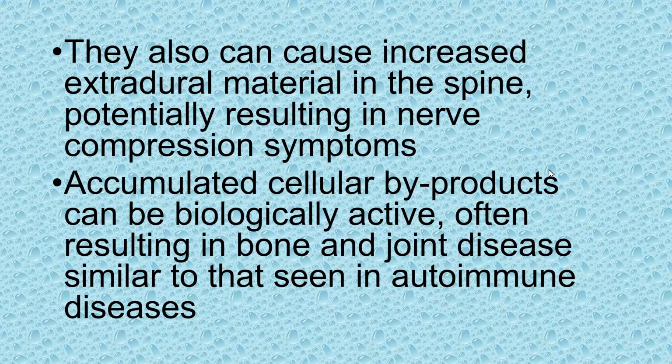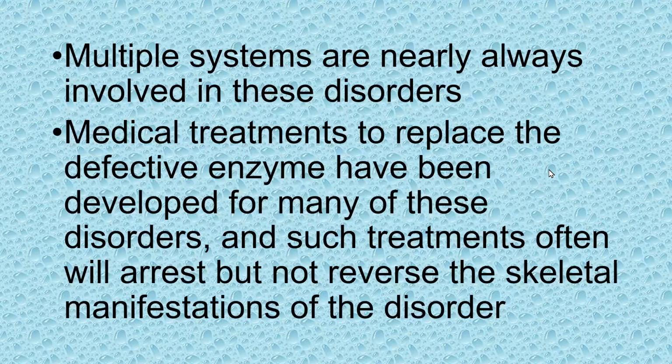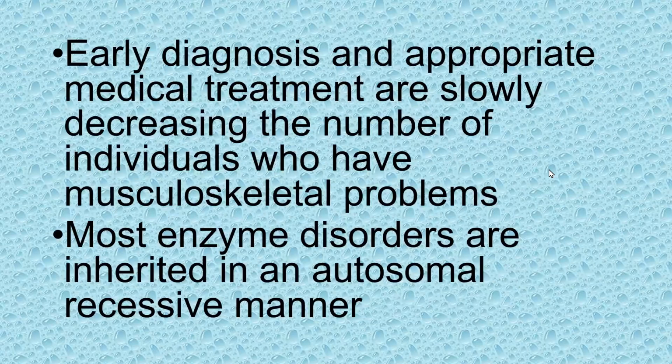Accumulated cellular byproducts can be biologically active, often resulting in bone and joint diseases and autoimmune diseases. Multiple systems are nearly always involved in these disorders. Medical treatments to replace the defective enzyme have been developed for many of these disorders. Early diagnosis and appropriate medical treatment are slowly decreasing the number of individuals who have musculoskeletal problems. Most enzyme disorders are inherited in an autosomal recessive manner.